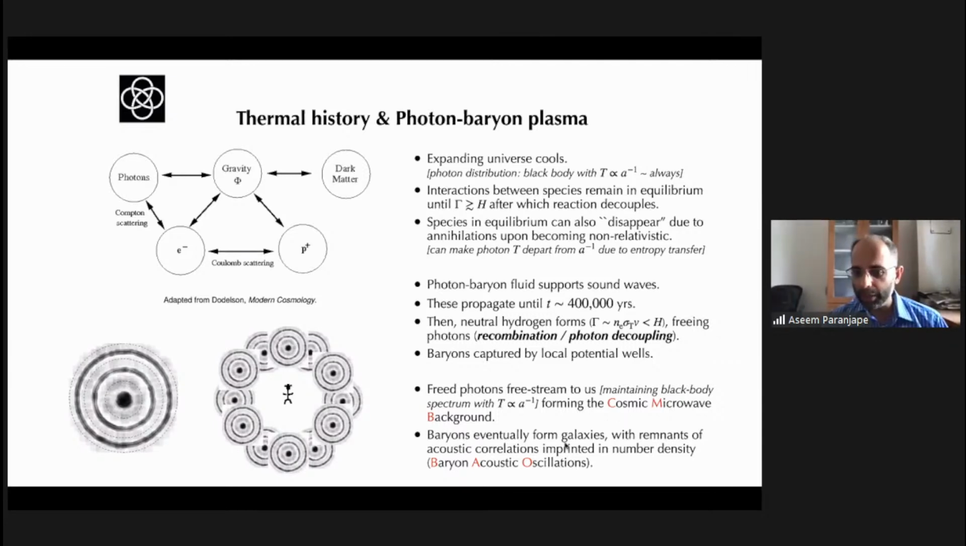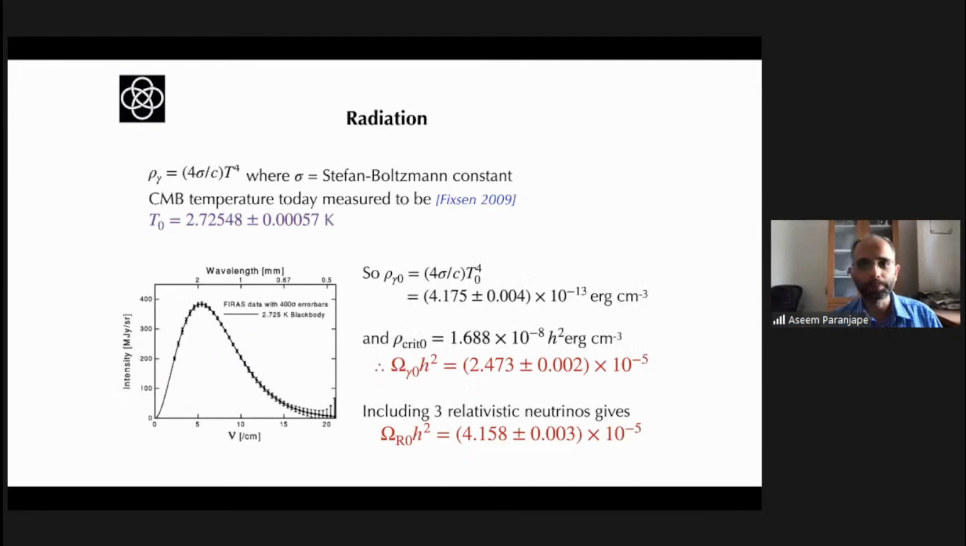Correspondingly, these baryons eventually form galaxies, and the same remnants of the acoustic correlations, which are seen as CMB anisotropies, will be imprinted in the number density of these galaxies as a function of space. And they are called baryon acoustic oscillations. So in the literature, you will see the acronyms CMB and BAO very frequently. And this slide is telling you what these acronyms mean and where they come from. Okay, so I will not discuss this anymore. If you have questions, you can ask me later.